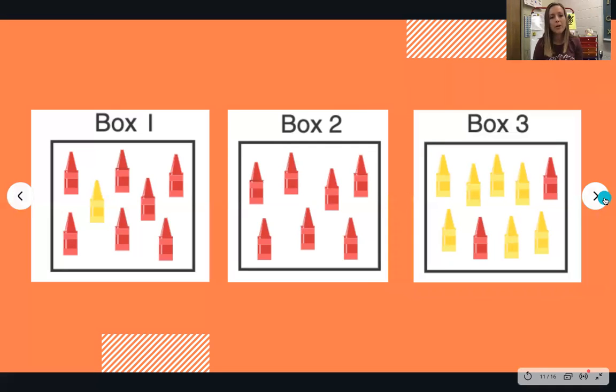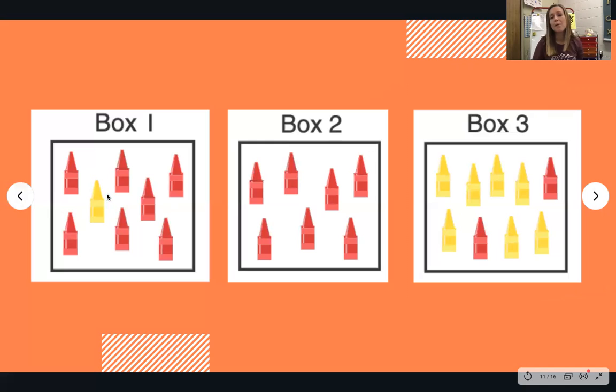Now that we talked about most, let's see if we can figure out which box has the least yellow. Let's look back at box 1. There's only 1 yellow there. That's not very many. Remember that word many we talked about? This one doesn't have many.